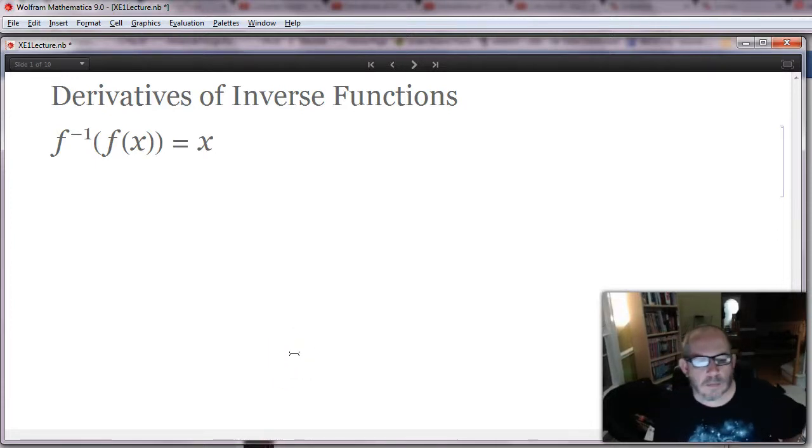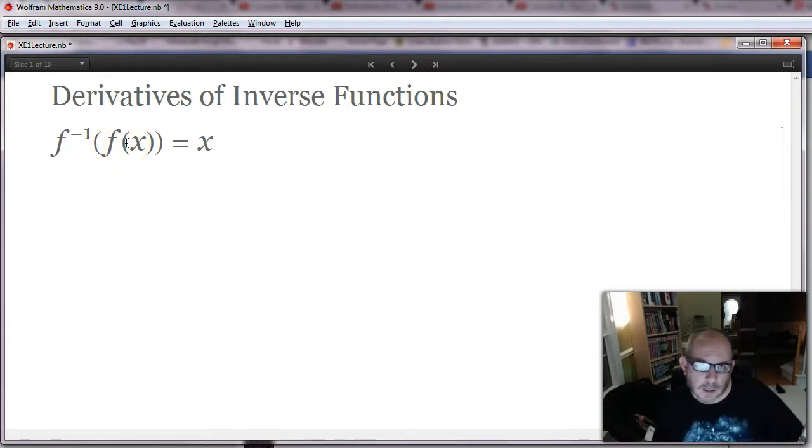Okay, so our problem today is we want to find the derivatives of inverse functions, and we're primarily aiming at finding the derivative of inverse trig functions. But there's a general principle here about inverse functions.